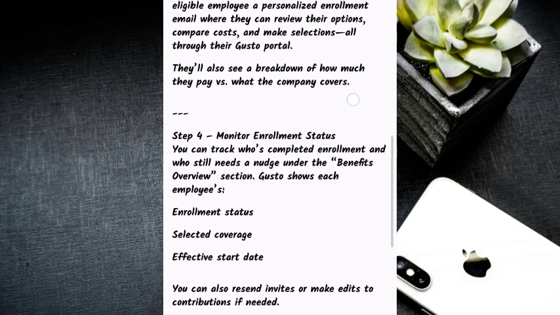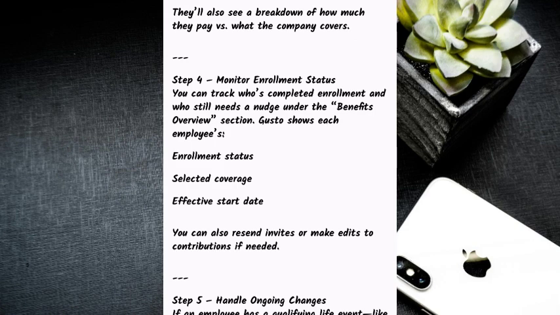The fourth step is to monitor enrollment status. Now you can track who completed enrollment and who still needs a nudge under the benefits overview section. Gusto shows each employee's enrollment status as well as their selected coverage and the effective start date. And you can also resend invites or make edits to contributions if needed.